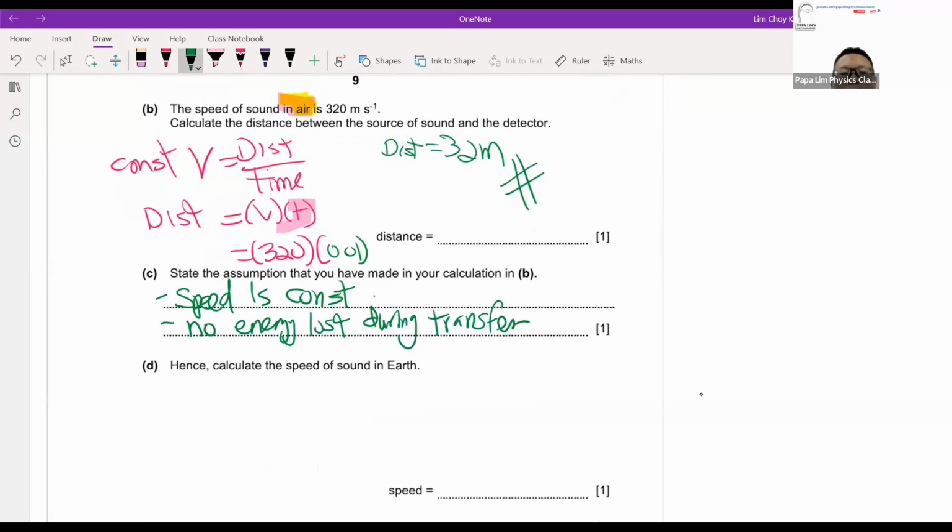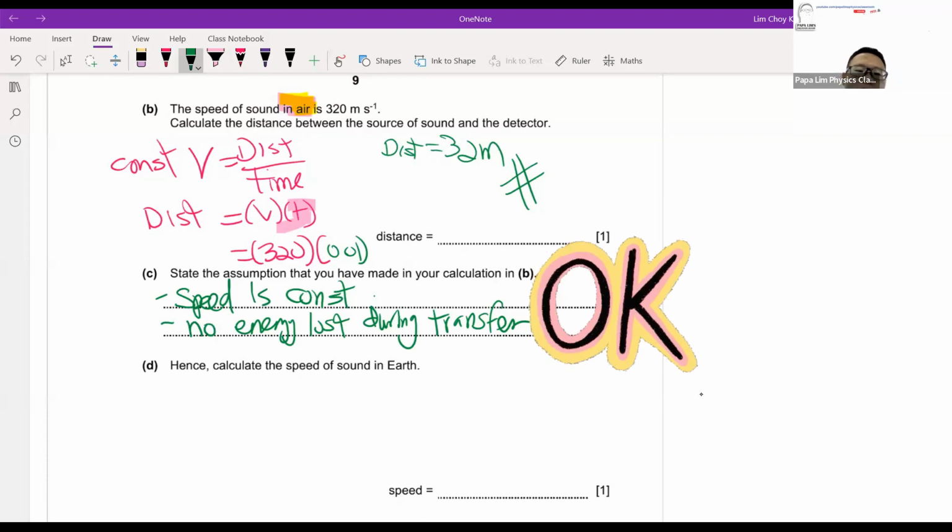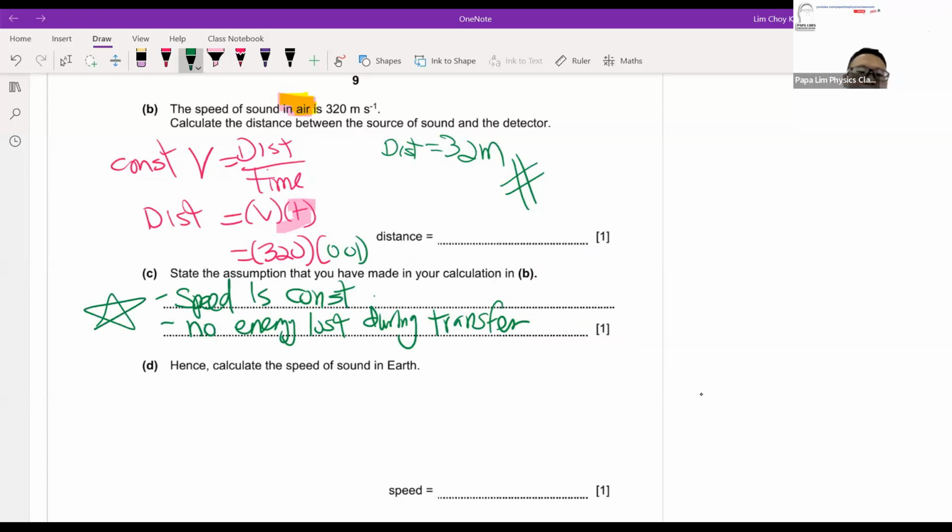Or, based on the question, you can use the spacing of the molecules: the spacing of the molecules remains the same, or what we know as the density of the gas molecules is the same. So any one of these three answers will be more than enough. These two are the most common ones. Hence, calculate the speed of sound in Earth.